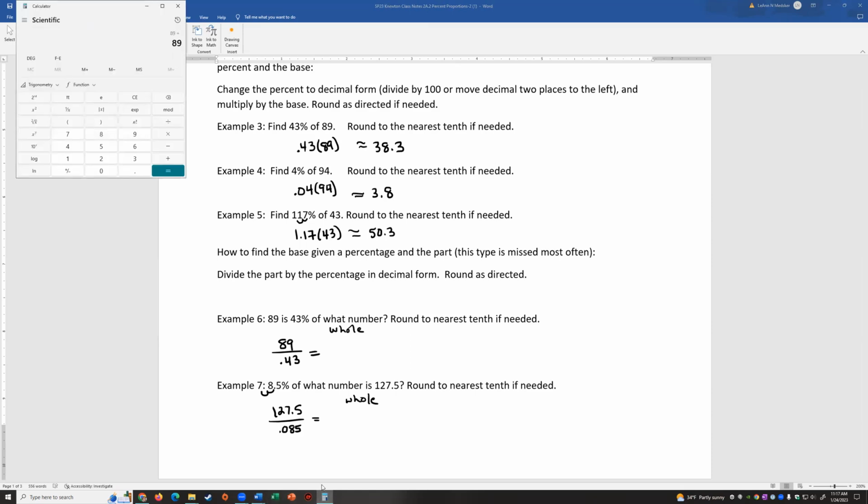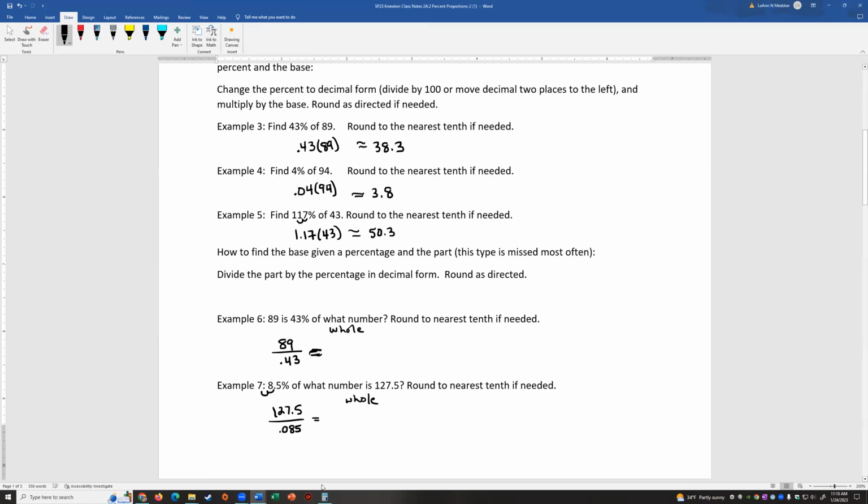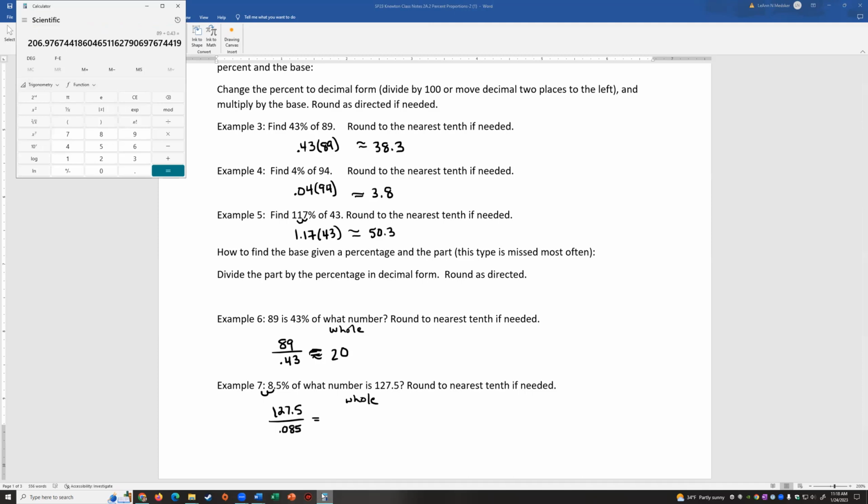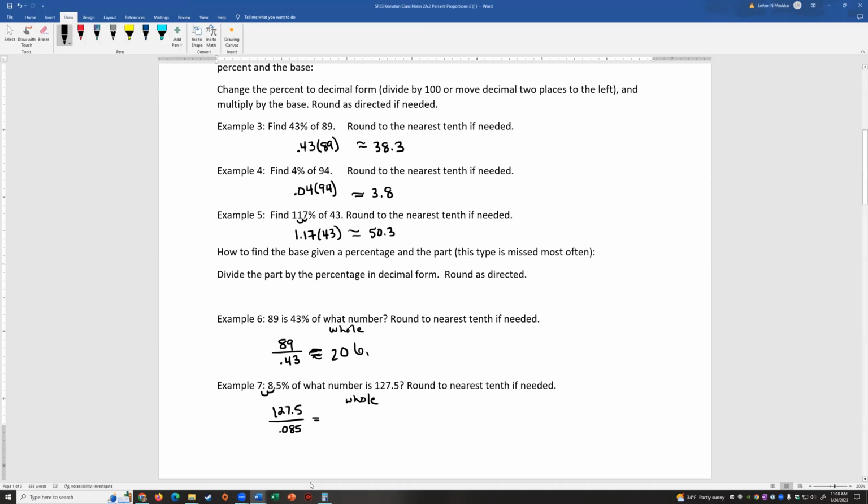So 89 divided by 0.43, rounded to the nearest tenth. So that's going to be approximately... Oh, this one's going to bump up. I'm going to write it out first. 206.97, for rounding to the nearest tenth. That 7 is going to bump that 9 up, which travels because it becomes a 10 and bumps up our 6. So it'll be 207.0 to the nearest tenth.